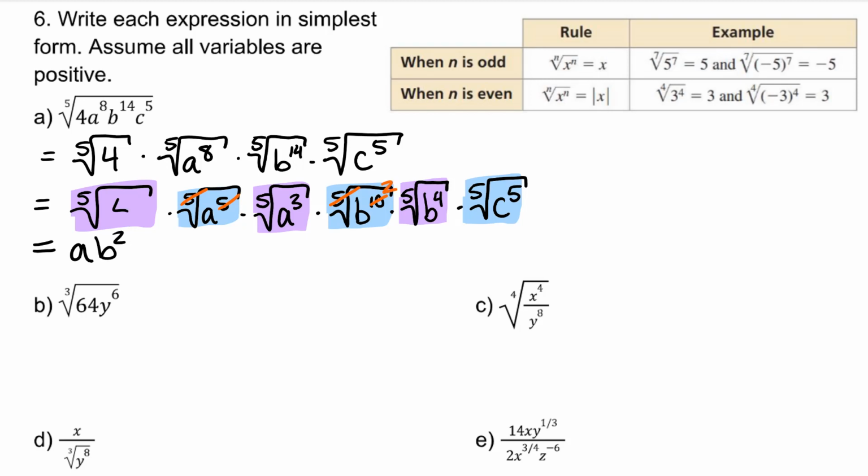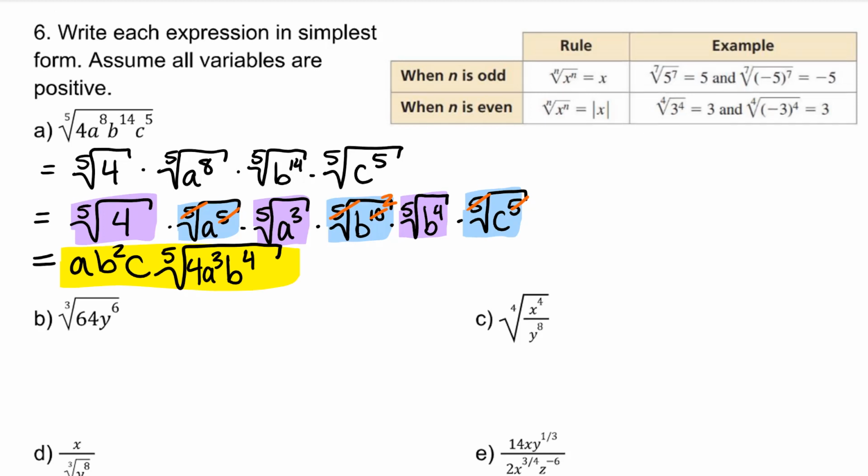That's because a root is just a rational exponent, meaning you divide those. The 5th root of c to the 5th is c. And underneath your 5th root, you still have a 4, an a cubed, and a b to the 4th. It doesn't really look much simpler, but that's your answer.